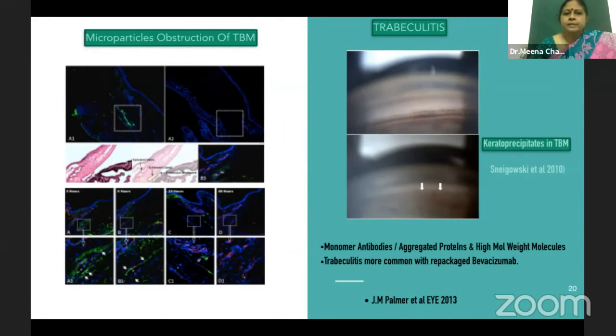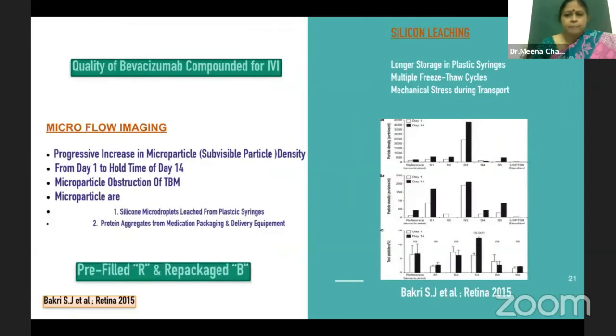Let us look at the factors that are responsible for development of a sustained elevation of intraocular pressure. The most important is the microparticle obstruction of the trabecular meshwork and some amount of trabeculitis. Keratic precipitates have been demonstrated in the trabecular meshwork in patients who receive intravitreal injection. And what is it that is blocking the trabecular meshwork? There are very elegant microflow imaging studies which have shown that the microparticles, or the subvisible particles, increase in density as the hold time of the drug increases.